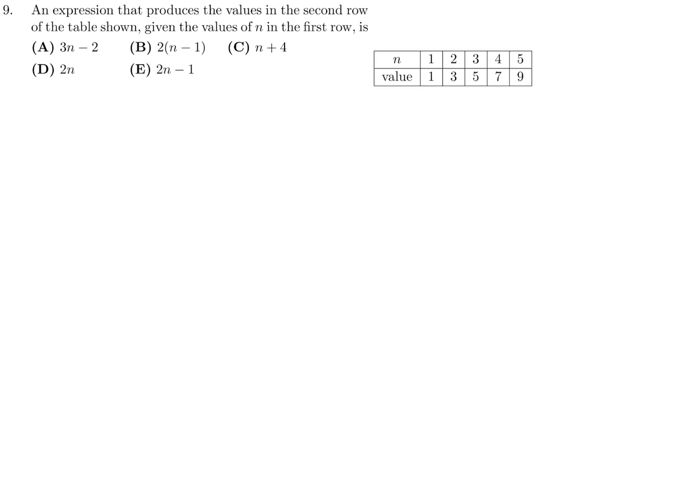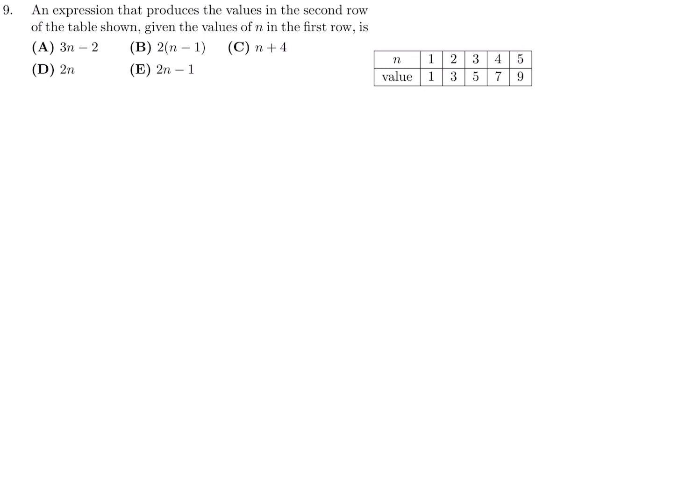An expression that produces the values in the second row of the table, given the values of n in the first row, is... What we have to do is figure out which one of these, if you plug these values in, will give you these values. Some of you can do that in your head, and others take a little bit of time. You have a choice. Either you can do it for every single one, which is a little time consuming, or you can think about what's going on over here.